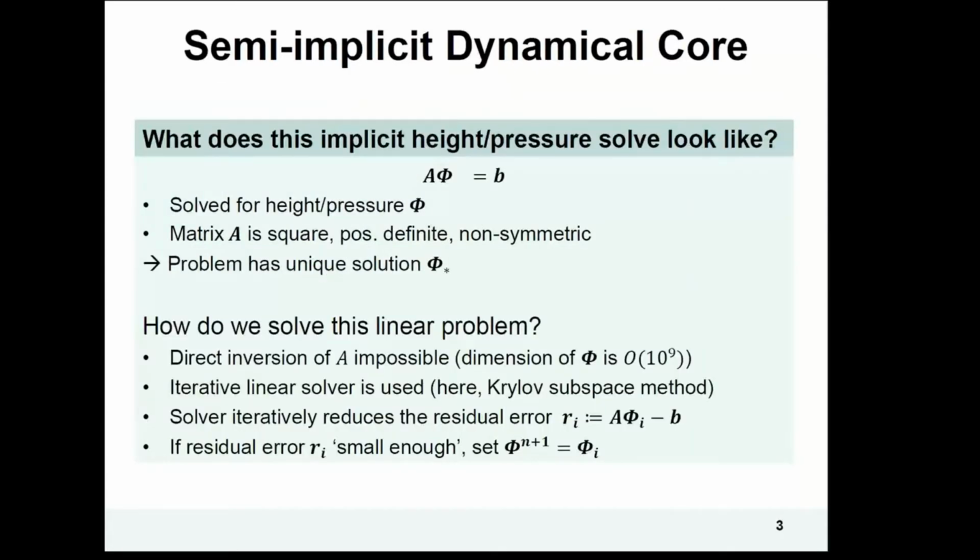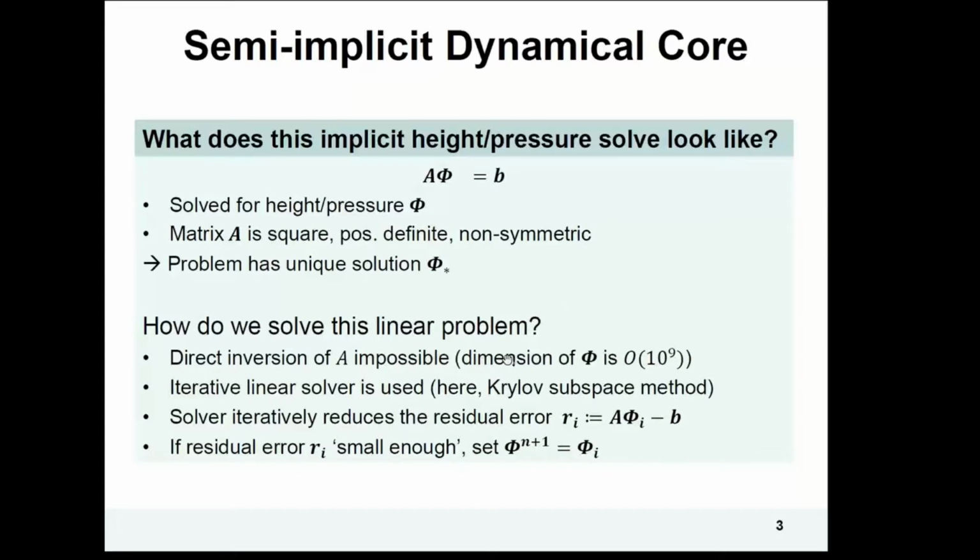And how is this usually being solved? So the problem can basically be written as an A phi equals B problem. So B being a vector, A being a matrix, and your fluid thickness or your pressure phi also written as a vector here. And the matrix is square, positive definite, and non-symmetric. So you know the problem has a unique solution phi star. But how you solve this problem is a bit of a question.